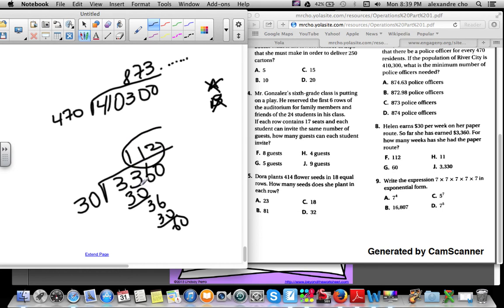Very easy. Write the expression 7 times 7 times 7 times 7 in exponential form. 7 times 7 four times. It will be 7 to the 4th power. Okay.